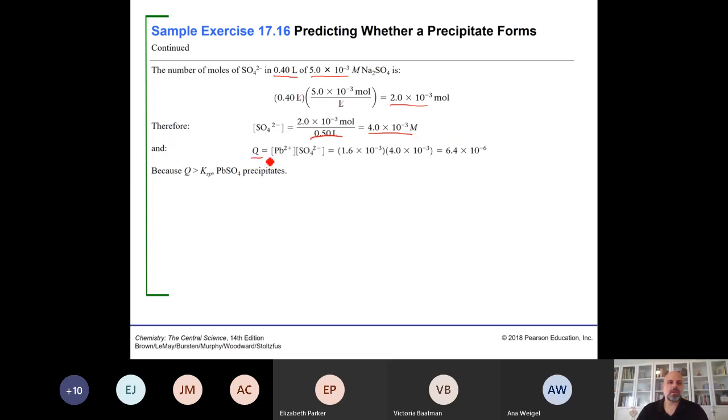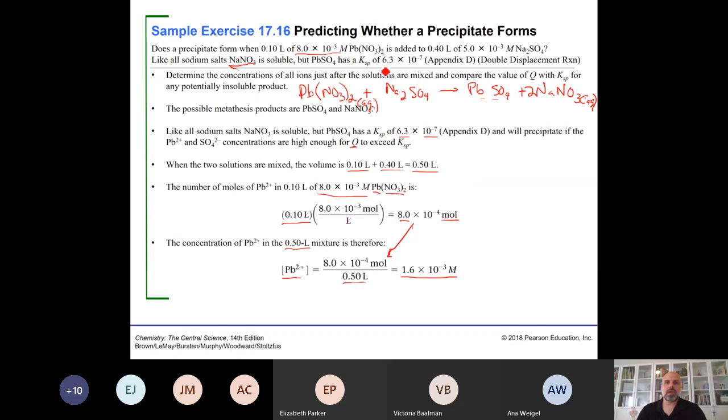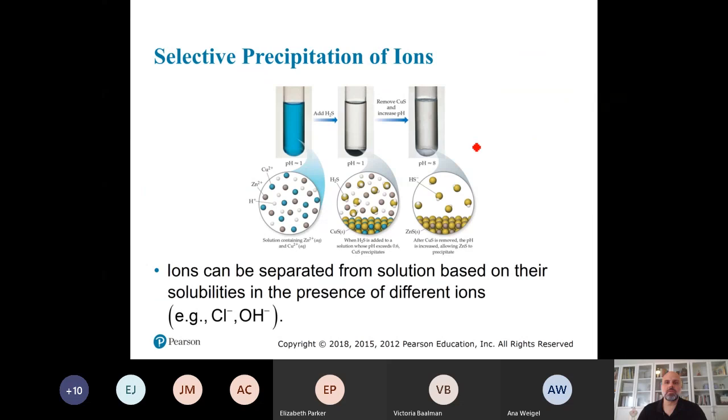And then, using our KSP expression, we calculate Q. We simply plug in our concentration of lead ions and the concentration of sulfate ions, do the math, and you get 6.4 times 10 to the minus 6. And if we go back here, we see our KSP is 6.3 times 10 to the minus 7.